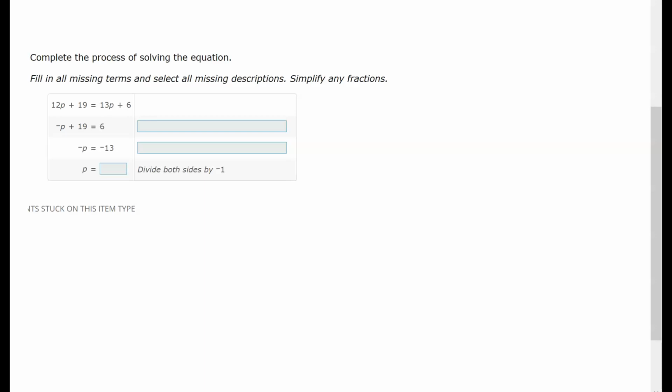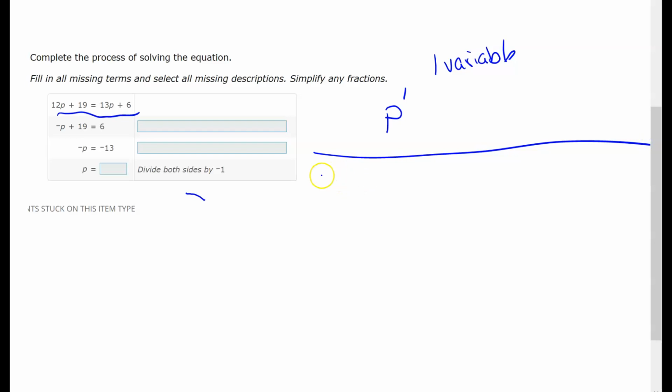Alright, so basically we want to solve this equation, right? So our goal here, whenever we solve an equation where you have one variable, and that variable is to the first power, your goal, your idea is that you want to isolate your variable. Isolate, get it all by itself on one side of the equation. You want to get like p equals that. That's your goal.